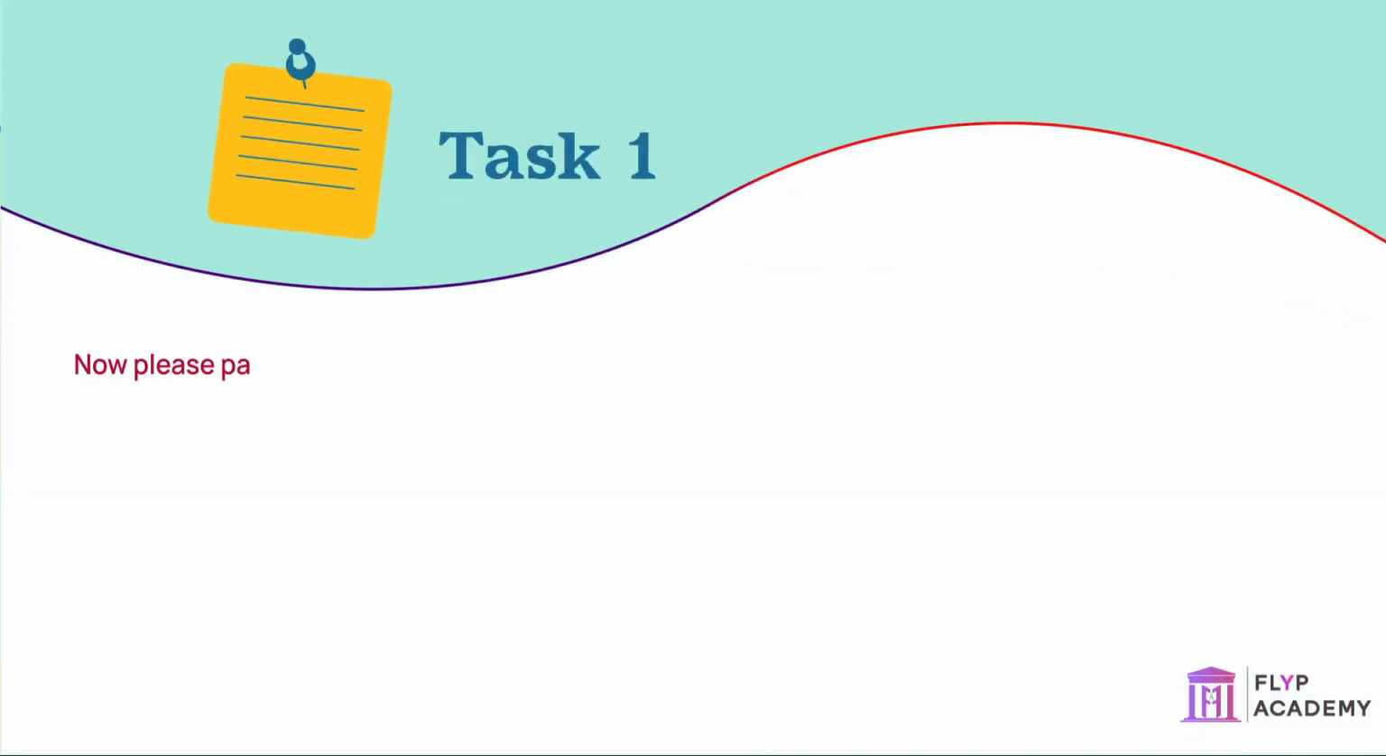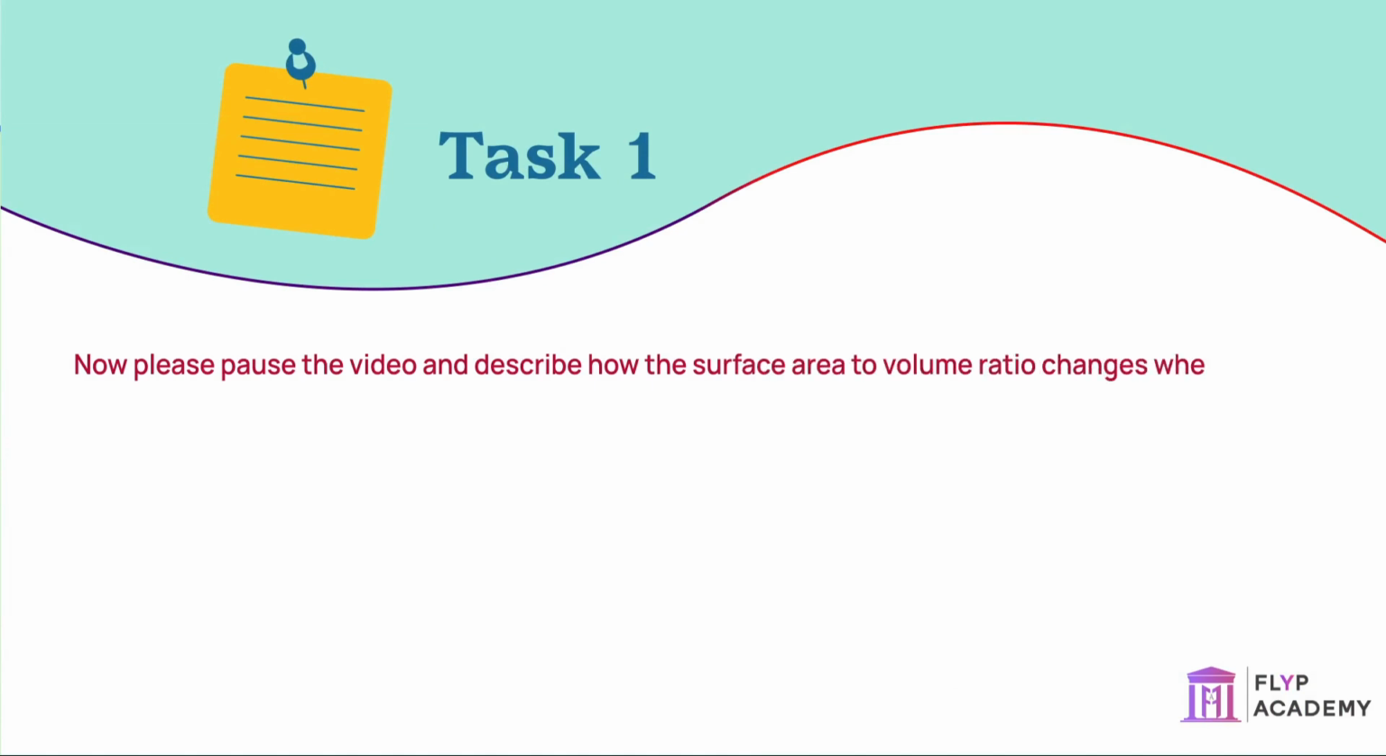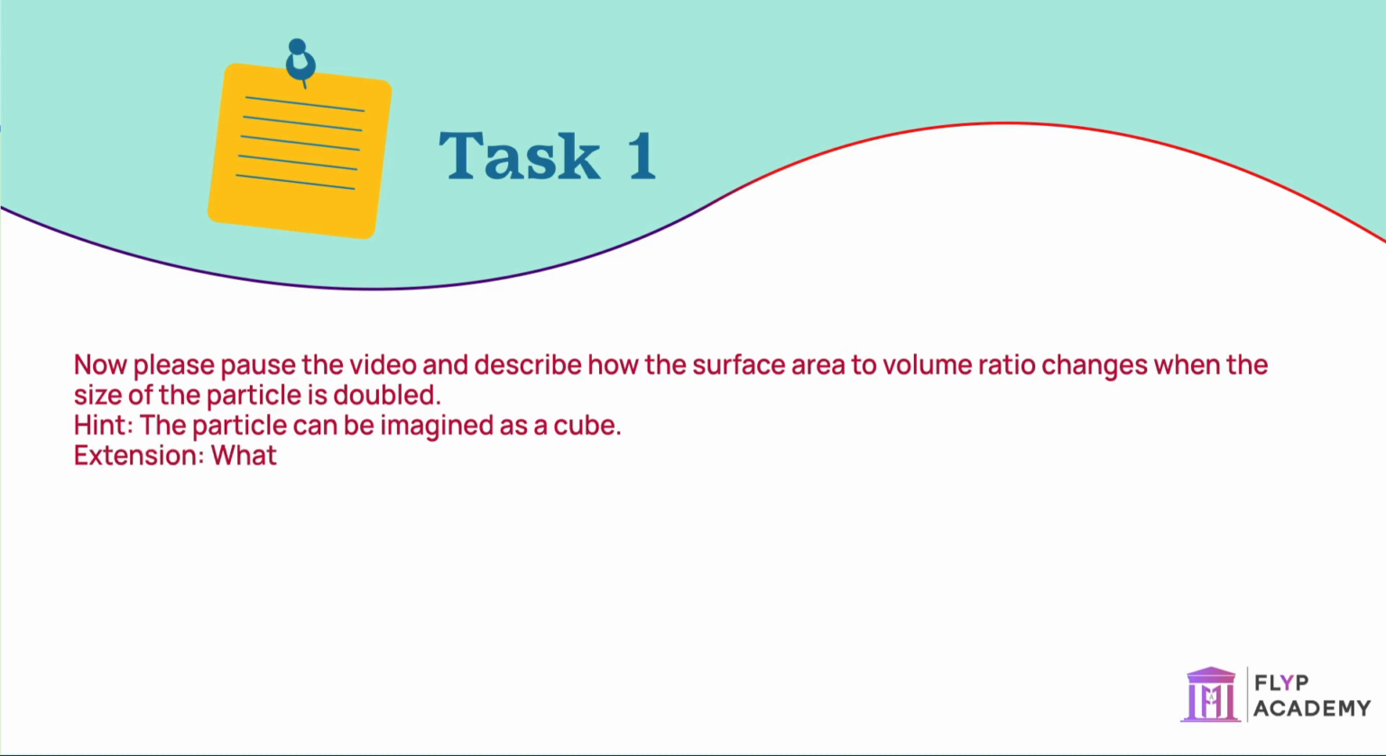Task. Now please pause the video and describe how the surface area to volume ratio changes when the size of the particle is doubled. Hint: the particle can be imagined as a cube. Extension. What is the consequence of this?